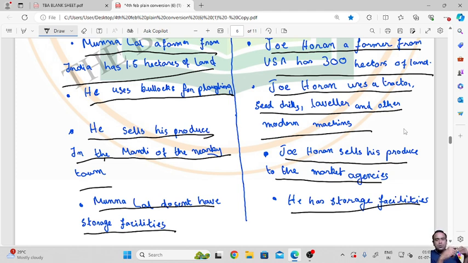In USA they use modern technologies also. Each of the farmers has computers which are directly connected with the satellite, and so they can spot the exact location of their farm. So if a farmer is using modern machineries and modern technologies, obviously his production will be more, and his land is much more compared with Munna Lal's land.